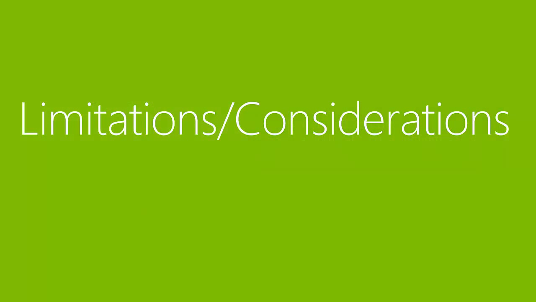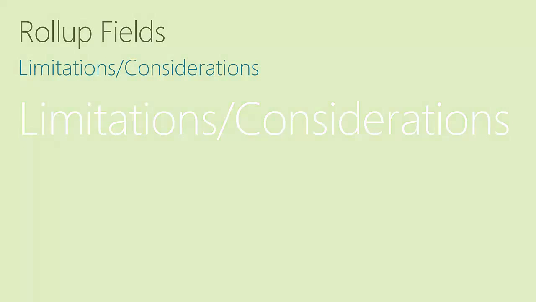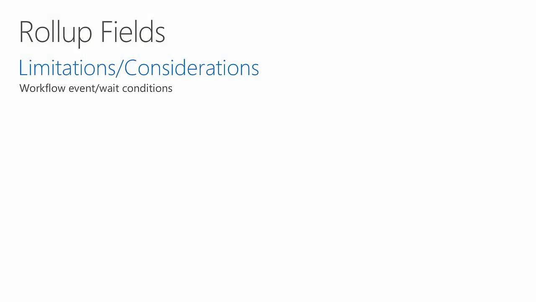It's important to understand the various limitations and/or considerations when using and creating rollup fields. Let's cover those now. Rollup fields cannot be used as a workflow event or wait condition. These do not raise the event to trigger workflows. The modified by and modified on fields for the entity are not updated when the rollup field is updated. A maximum of 100 rollup fields can be defined within an organization. Each entity can have no more than 10 rollup fields.